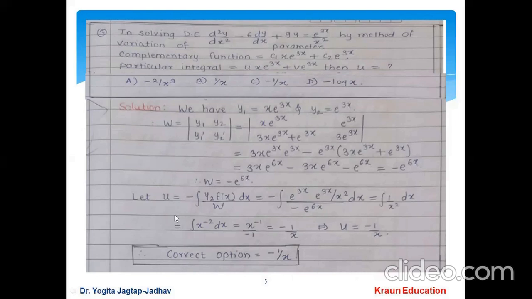Once you got the Wronskian, try to find out the value of u. u equal to minus integration of y2 f of x upon W dx.